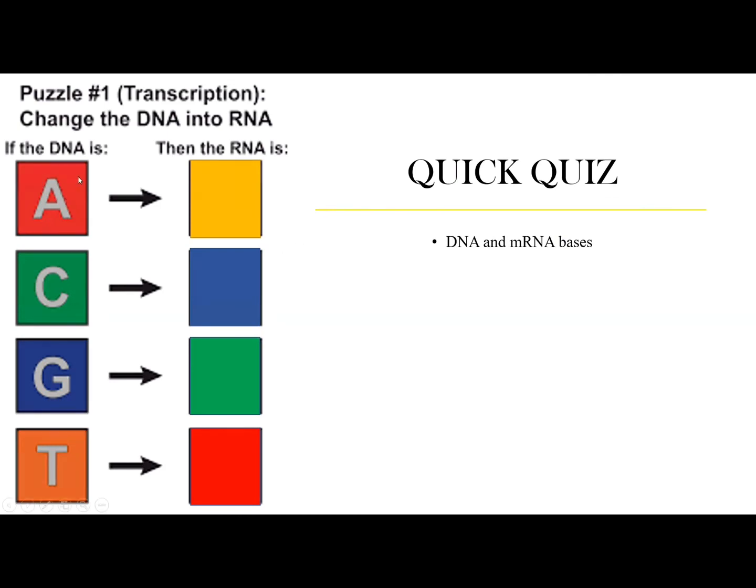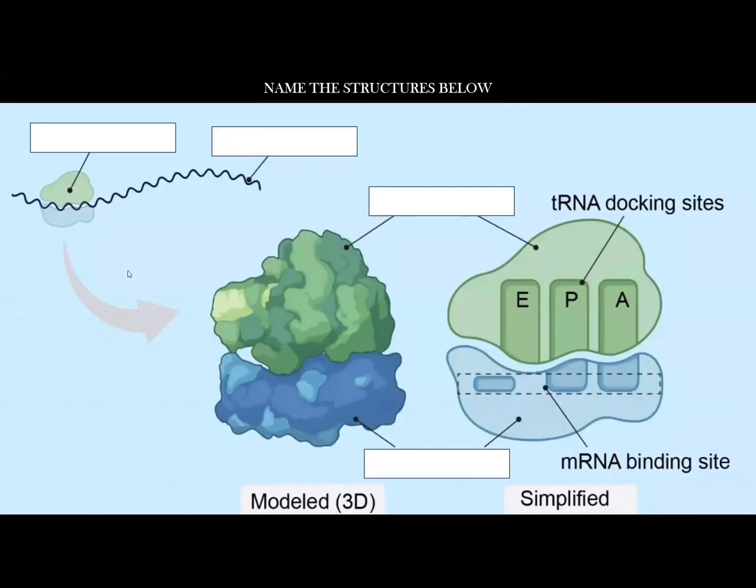So in DNA, adenine will pair with uracil in mRNA, because thymine is replaced by uracil in RNA. And then C will pair with G. G will pair with C, cytosine. Thymine will pair with adenine. All right. Okay. And then name the structure below.